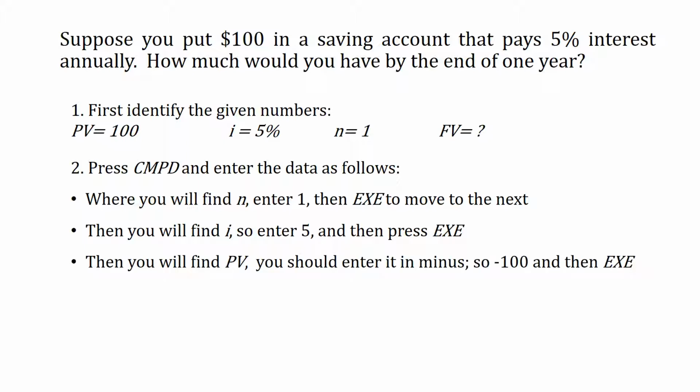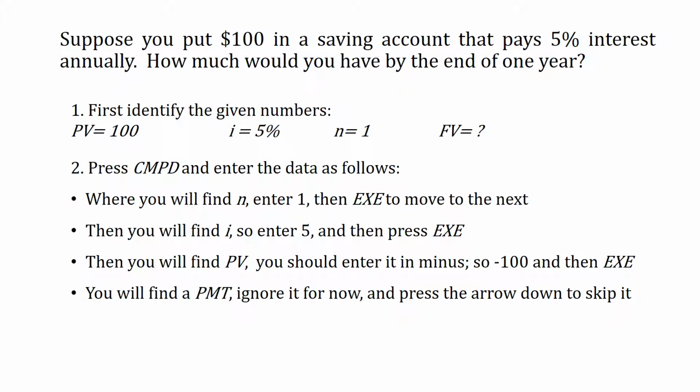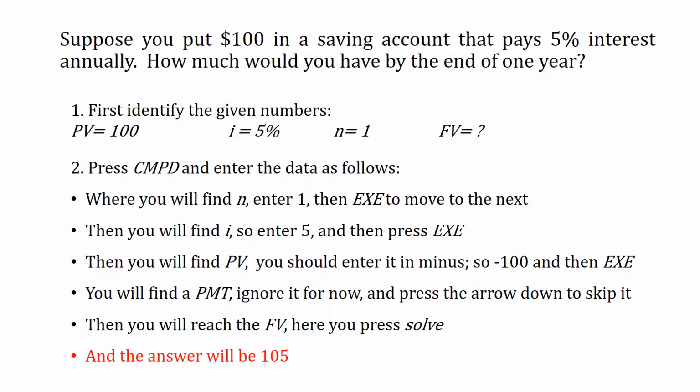Then you will find PV. You should enter the amount in minus. You gotta be careful. And this is only to distinguish between the future value and the present value. So here we have 100 and we should enter it as minus 100 and then execute. Then you will move to payment or PMT. Ignore it for now as it is not part of this problem. And then you will find FV. Once you reach FV, press on solve and it will give you the answer, which is 105. This is exactly the same answer we got earlier using the scientific calculator.